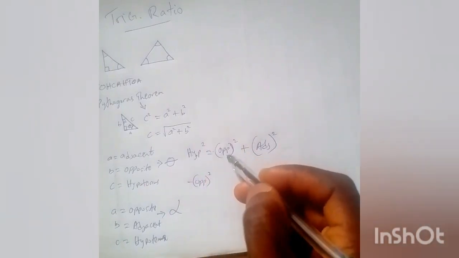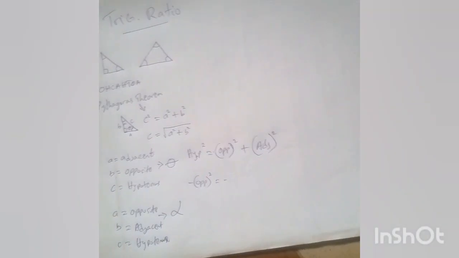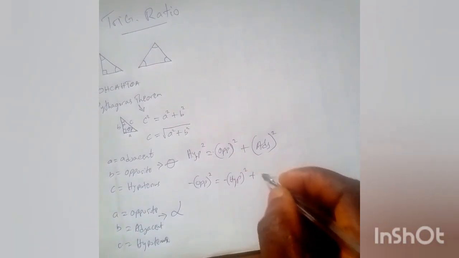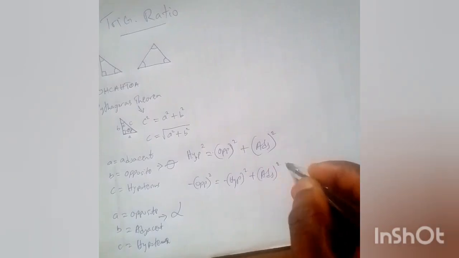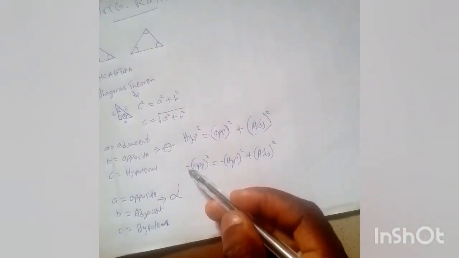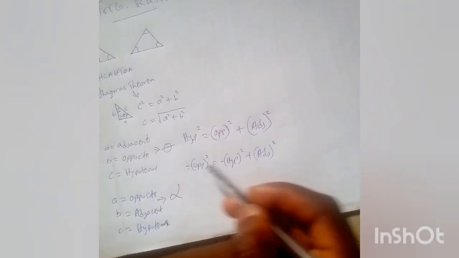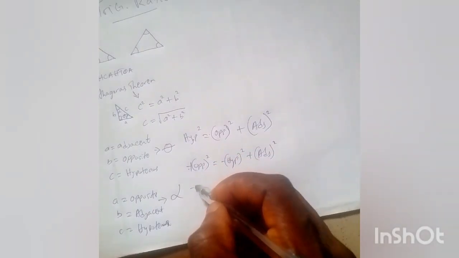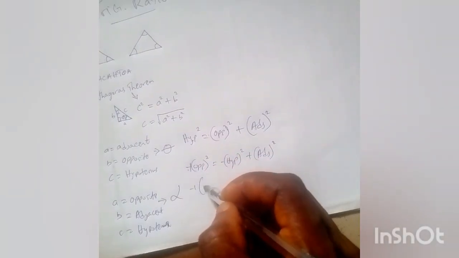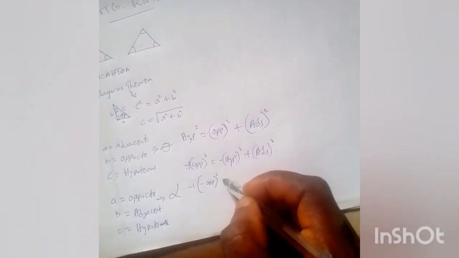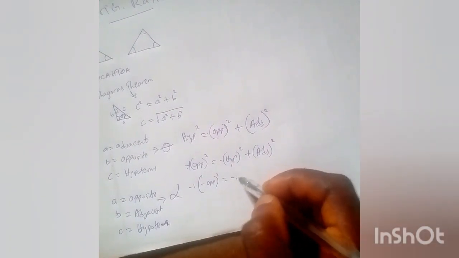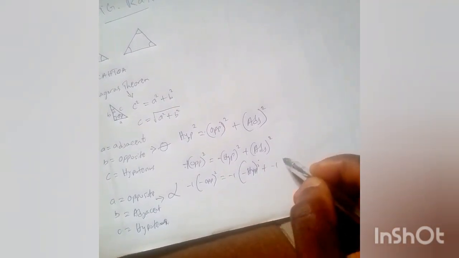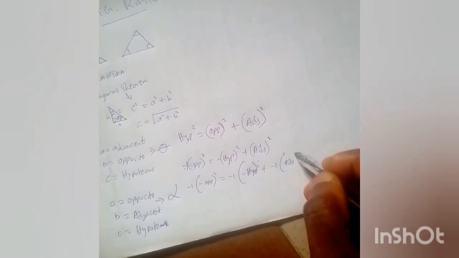And when you are moving the hypotenuse to this place, you're going to be having minus hypotenuse square plus adjacent square. Now to remove this minus here, you're going to have to take the minus of both sides. What I mean is, because this is approximately minus 1, you're going to be having minus 1 times minus opposite square is equals to minus 1 times minus hypotenuse square plus minus 1 times adjacent square.